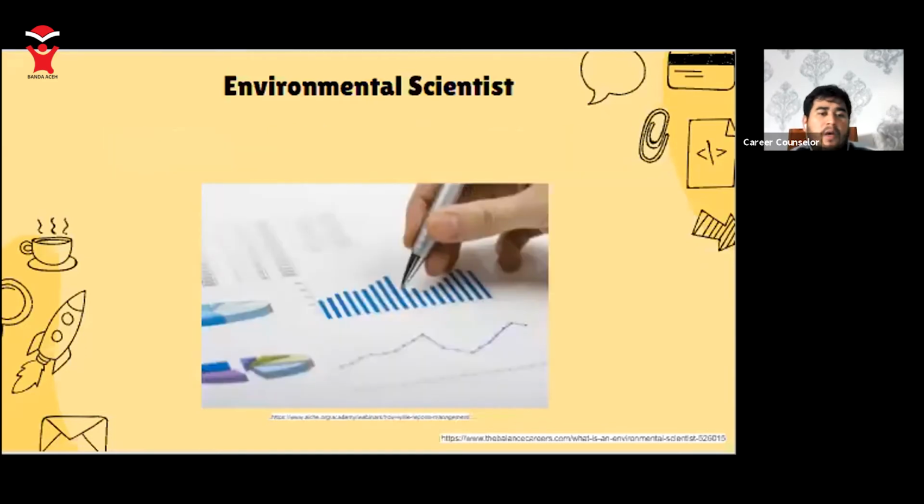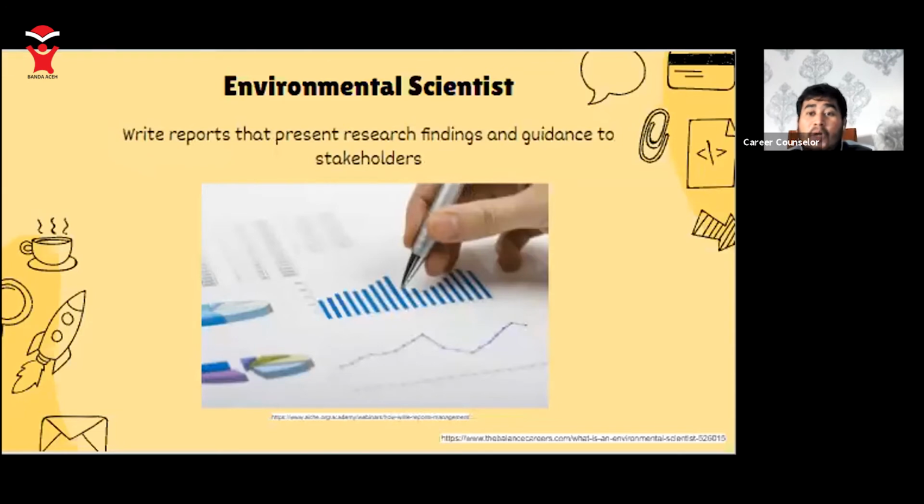All right, next, environmental scientists also write reports. So if you want to be an environmental scientist, it doesn't mean that you only go outside collecting data and samples. You are having fun outside, but analyzing the data that you collect is also important, because you have to present the data as the research result, to the government or to the media, so that you can let everyone know about the environmental issues. Okay, so this report must present the research findings and guidance to the stakeholders. For example, in some companies, you can present the data, and then they can make new policies regarding the environment.